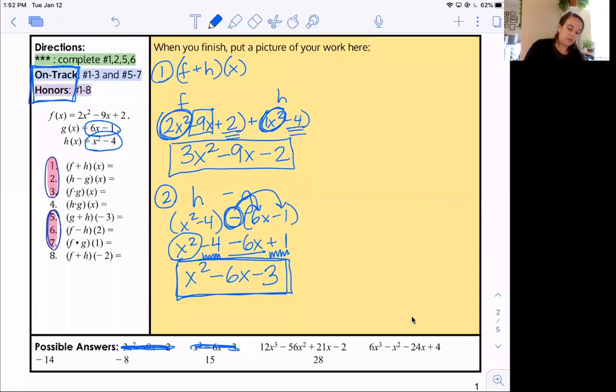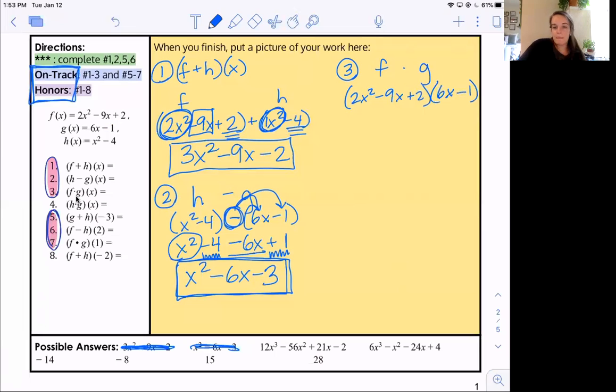All right, we got number 1, number 2, number 3, and 4. Let's do number 3 here. Number 3, we have f times g of x. So we're going to do the f equation times the g equation. Clean this up here. We do f times g. So the f equation here is 2x squared minus 9x plus 2, times the g equation, which is 6x minus 1.